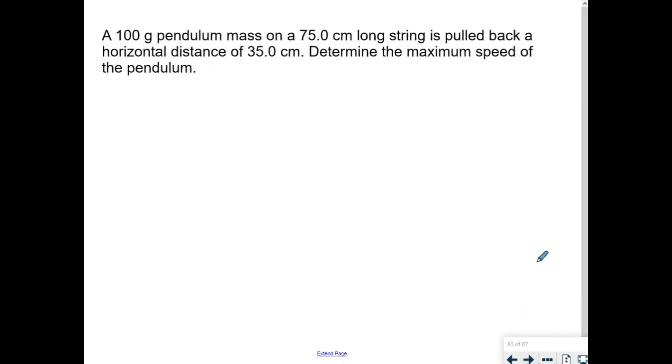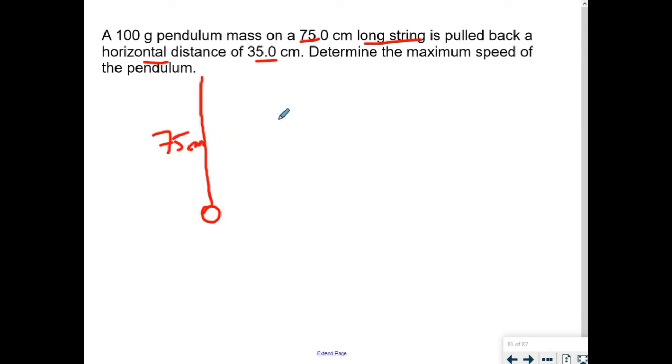Let's try another one. Here's a new scenario. Say you have a pendulum. You guys remember what a pendulum is, where it kind of swings on an arc back and forth? Say you have a 100-gram mass on a pendulum. The pendulum is on a 75 centimeter long string, and you pull it back 35 centimeters. Okay. So if I were to draw a bit of a picture, this right here could be the pendulum straight down, and the string is 75 centimeters.